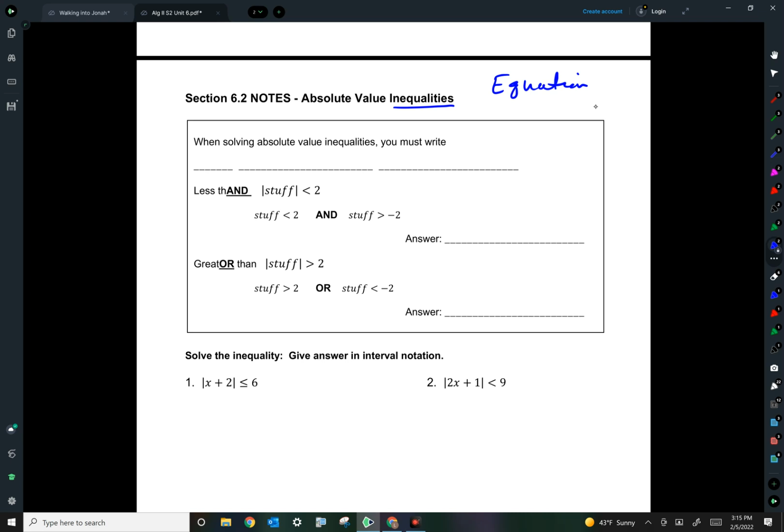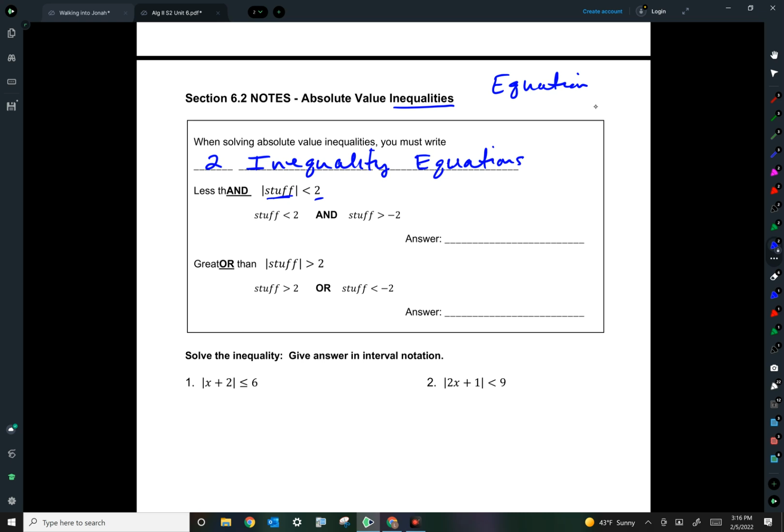So when solving absolute value inequalities, you do just like you did last time in that you have to write two inequalities. Okay, so it's very similar to what we did last time. Remember last time we said whatever the stuff is underneath the absolute value, you just automatically set it equal to the positive of this number and the negative of this number.